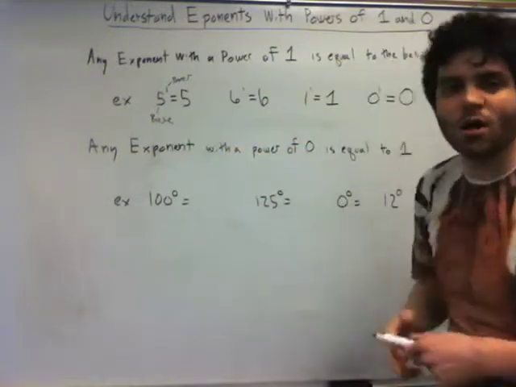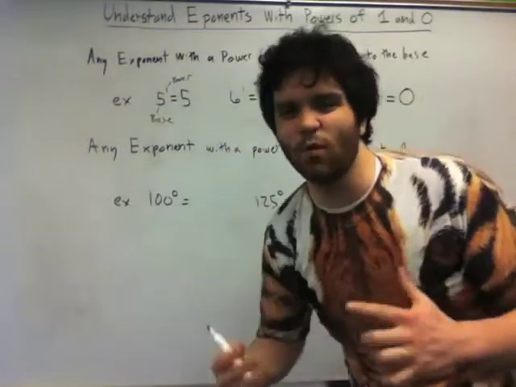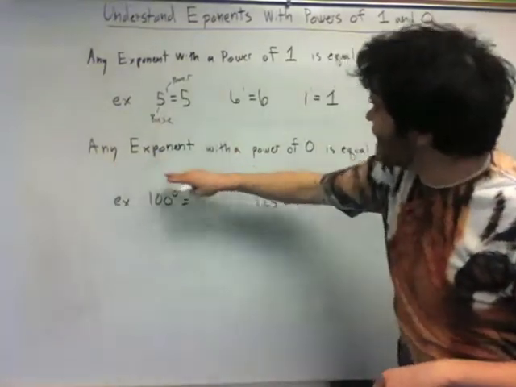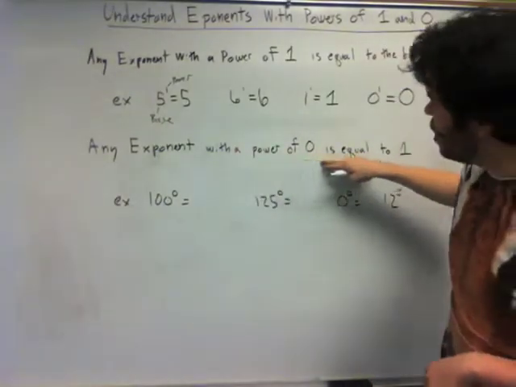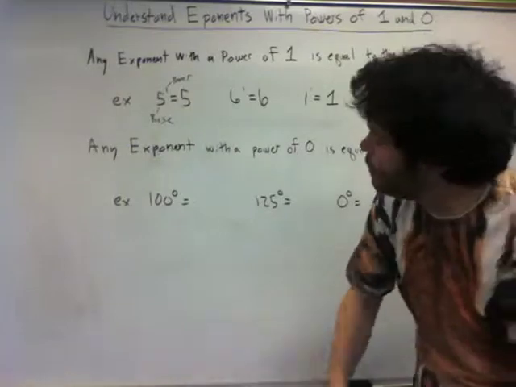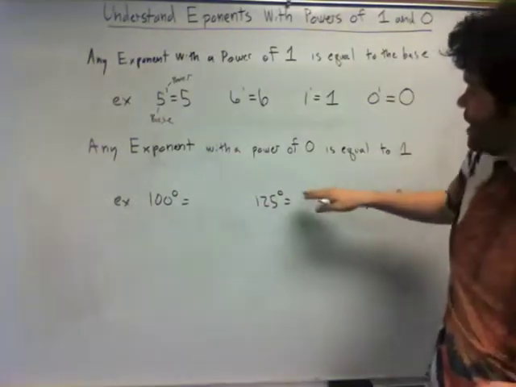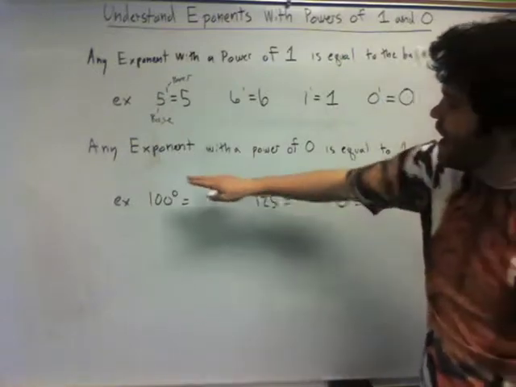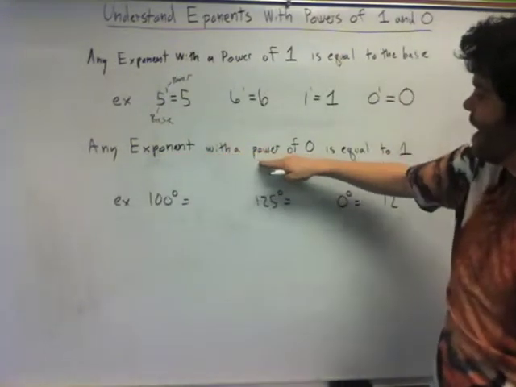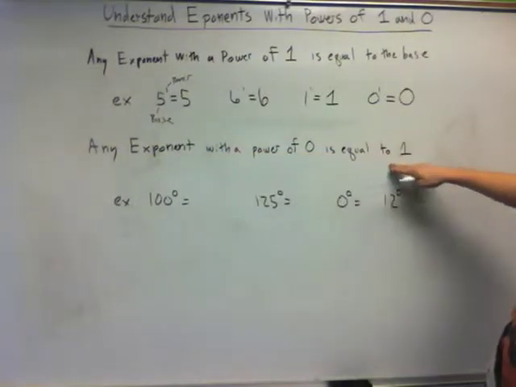Let's go to our second rule. Any exponent with a power of 0: by now we should be able to say, well, the power of the exponent is 0, the power of the exponent is 0, the power of the exponent is 0. All of these are examples of an exponent with a power of 0, which is equal to 1.